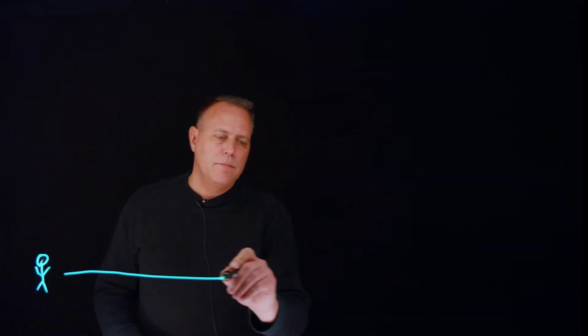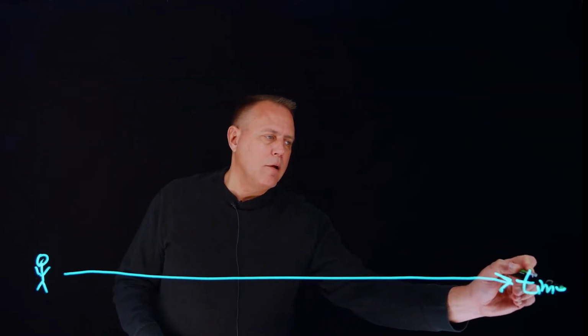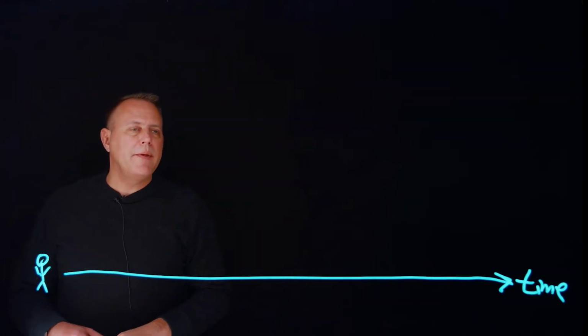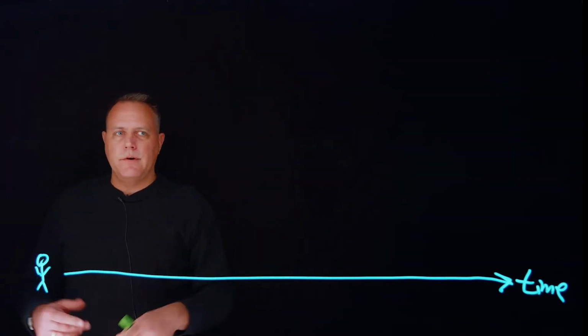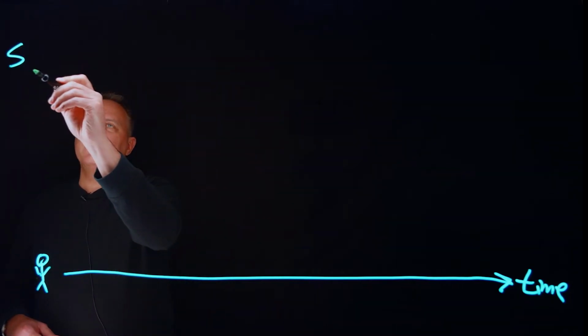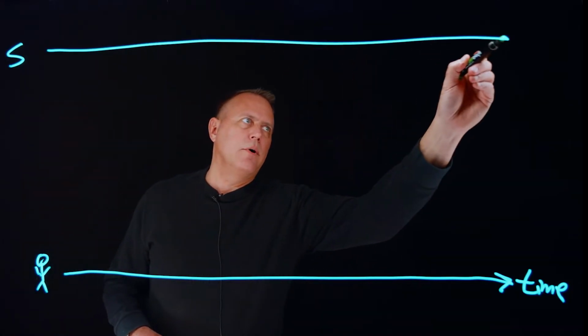So let's take a look at a typical scenario. Here I am on the ground, with my little person here, and I'm going to move forward in time. So this is my timeline, and this is time as perceived by me here on the ground. Now I'm not actually going to move, I'm going to be stationary. And I'm going to have a satellite up here in space, and the satellite is, of course, moving forward in time as well.